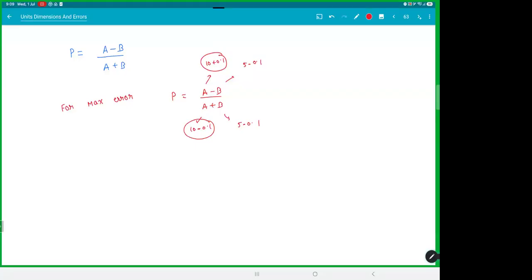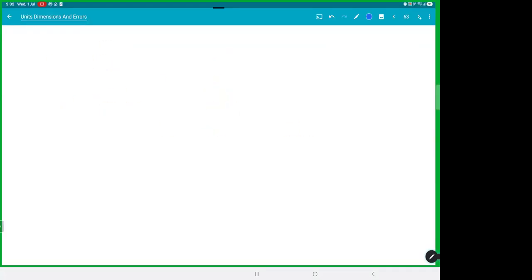The numerator and the denominator are dependent on each other. When you say A minus B is maximum, you cannot make A plus B minimum. I hope you're getting that. So the numerator and denominator are not independent of each other. For example, let's take the question which we have.